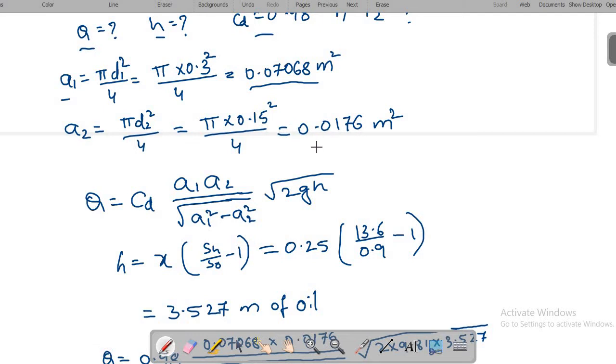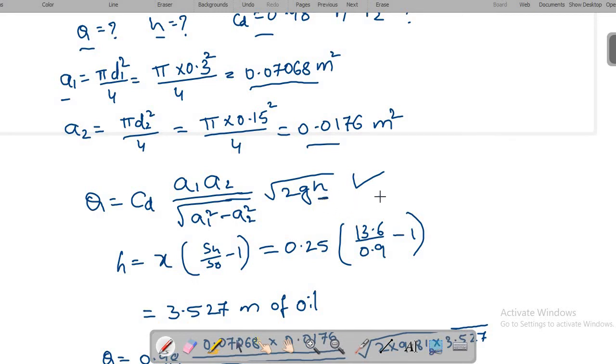So I got the answer as 0.0176 meter square. So Q is equal to CD into A1 into A2 divided by root of A1 square minus A2 square into root of 2GH. This is our formula to calculate the discharge through the venturimeter. So in that, the H value is unknown for us.